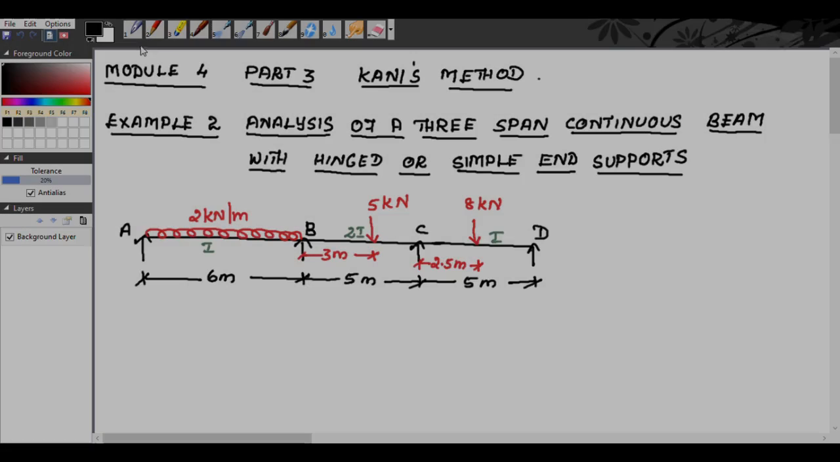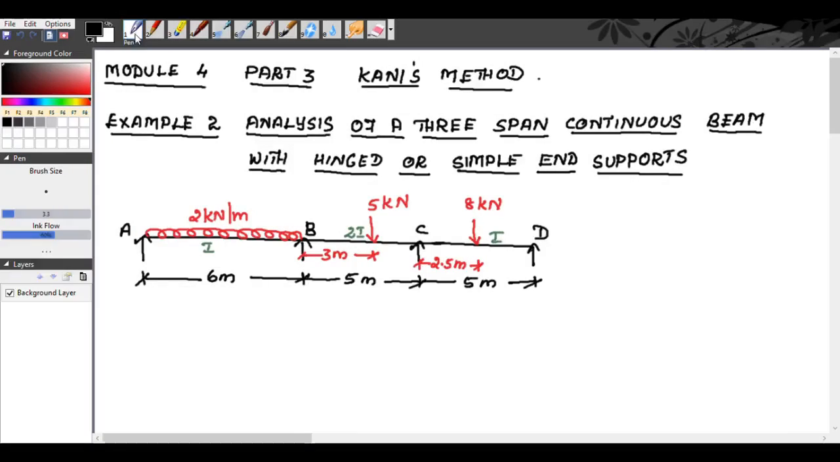Welcome everybody once again. This is our fourth module, part 3. We are studying Kani's method. In the first class we saw the basics of Kani's method and how to analyze indeterminate structures using Kani's method.